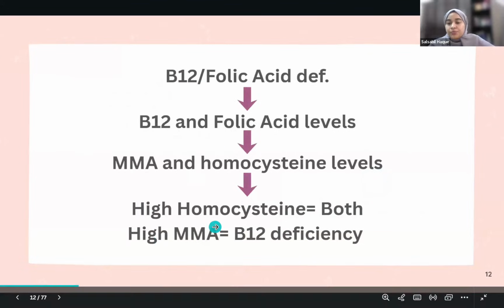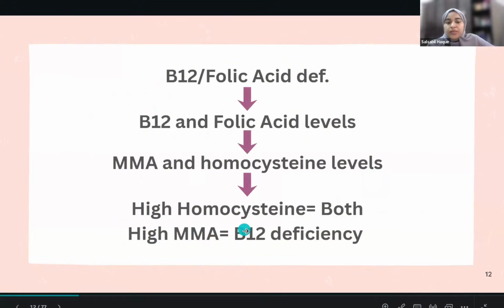So high homocysteine is present in both folic acid and B12 deficiency. However, high MMA is present in B12 deficiency only. You can remember this by homocysteine, so it's like homogeneous, in both. However, MMA is the one that stands out, or it's only in B12. So this is how you diagnose B12 deficiency and folate deficiency. Then you can undergo further investigations. You can do intrinsic factor antibodies. You can check history, check for alcoholism, vegan diet, etc. So that's the approach to B12 and folate deficiency.